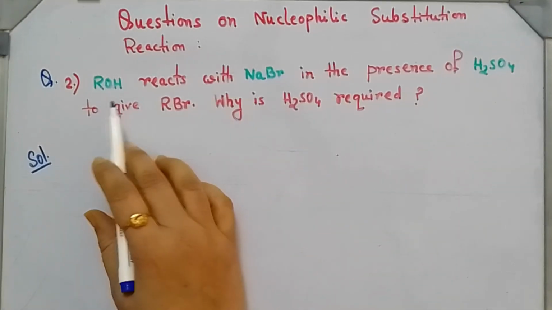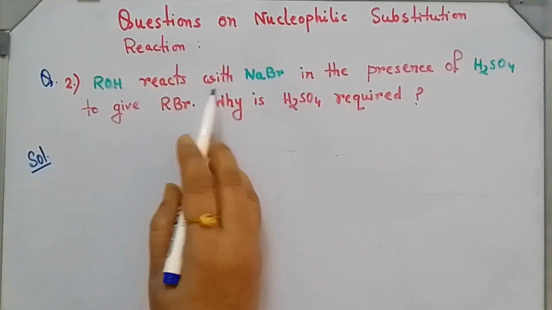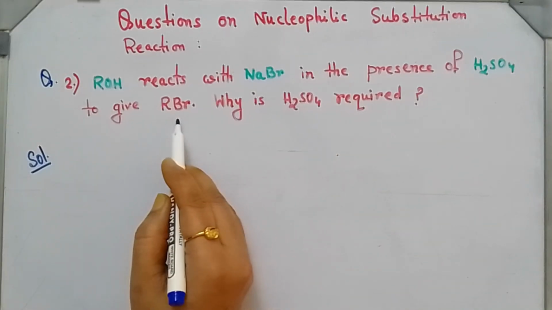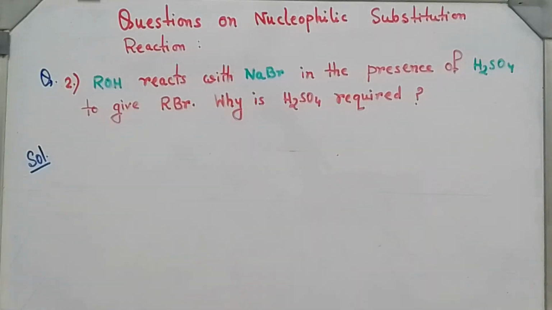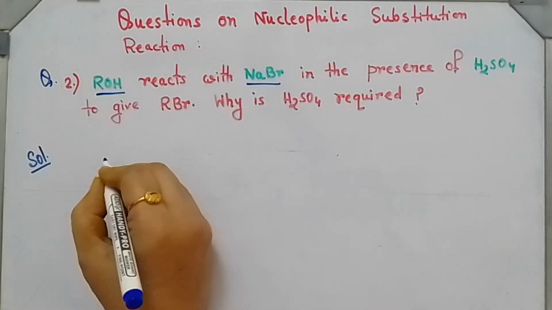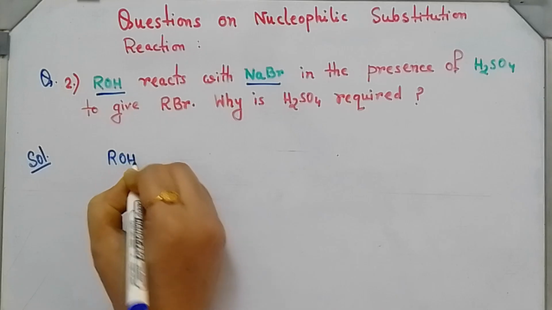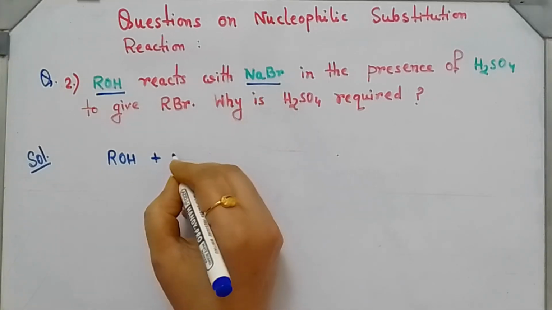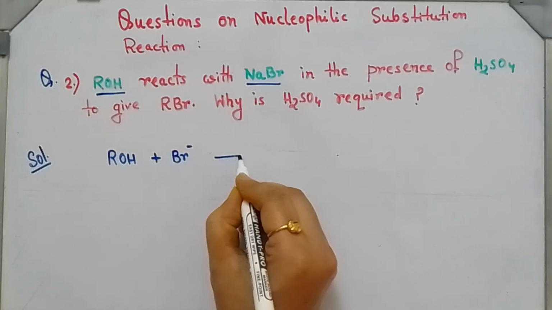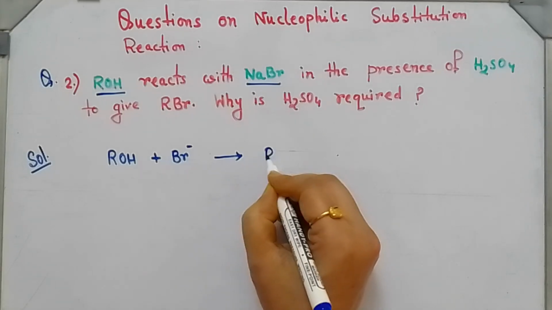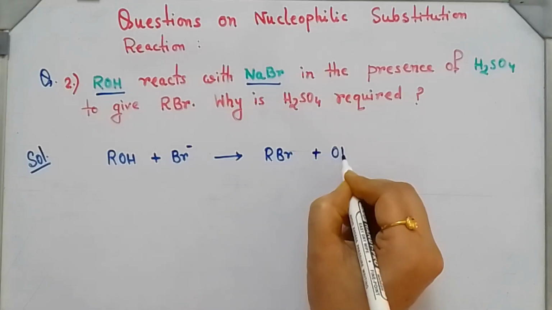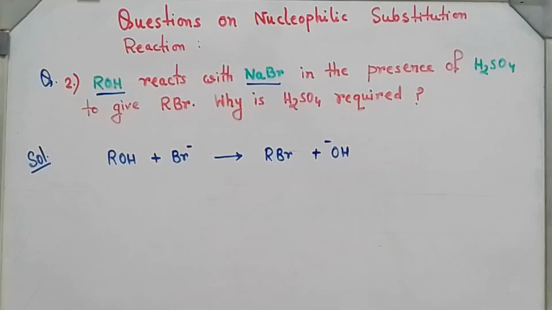Next question, ROH means alcohol reacts with NaBr in the presence of sulfuric acid to give RBr. Why is H2SO4 required? Now it is given ROH reacts with NaBr. Alcohol, from NaBr you can write Br minus is coming, and by this reaction we will get RBr plus OH minus hydroxide ion.